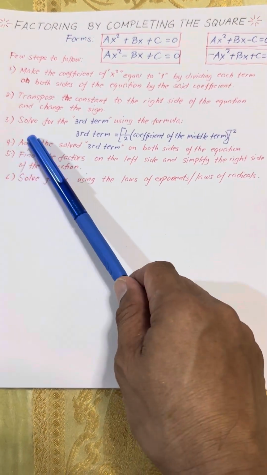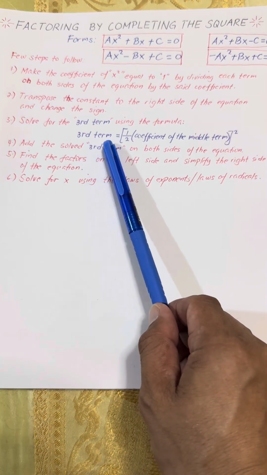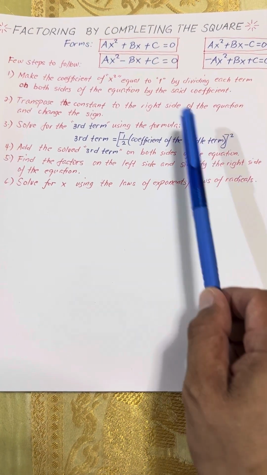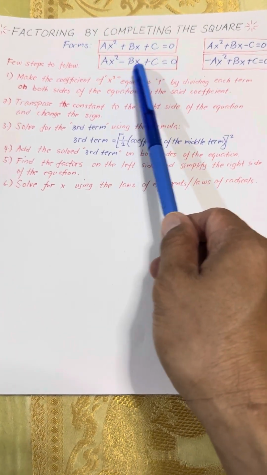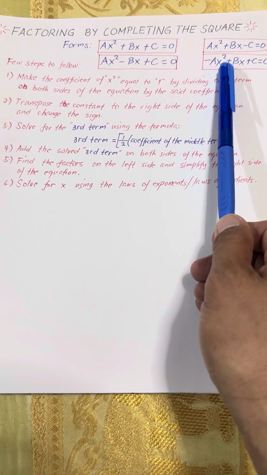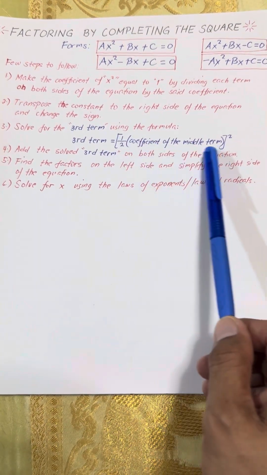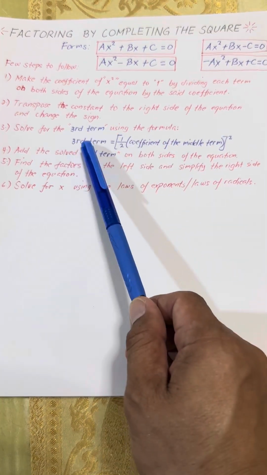Okay, then the third one is solve for the third term using the formula. So this is the formula of the third term: 1/2 times the coefficient of the middle term. What is the middle term? This one. The coefficient of the middle term is b. So whatever is the value of b, multiply that by 1/2, and the result, you raise that to exponent equal to 2. So that is now the value of the third term.